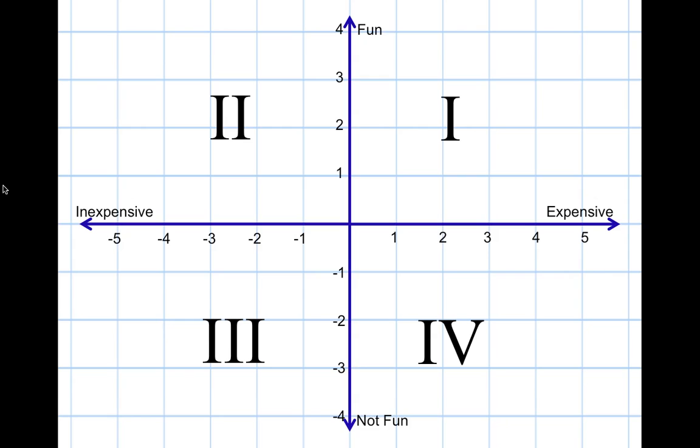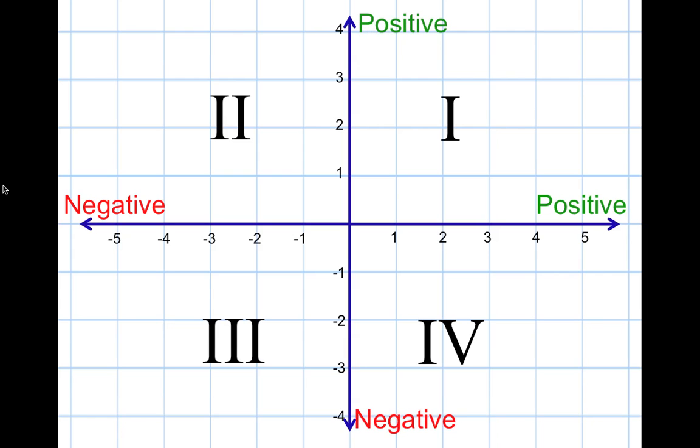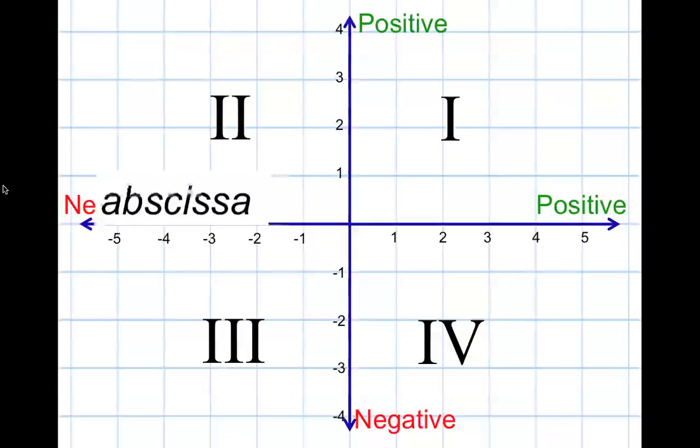It doesn't have to be expensive versus fun. It could be anything. We go to the right, we say that's the positive direction, and to the left, the negative direction. We call up the positive direction and down the negative direction. This coordinate, how far to the left and right, the vocabulary word for that is abscissa. You may or may not ever need to know this word, but just in case, how much we move to the left or the right is called the abscissa.